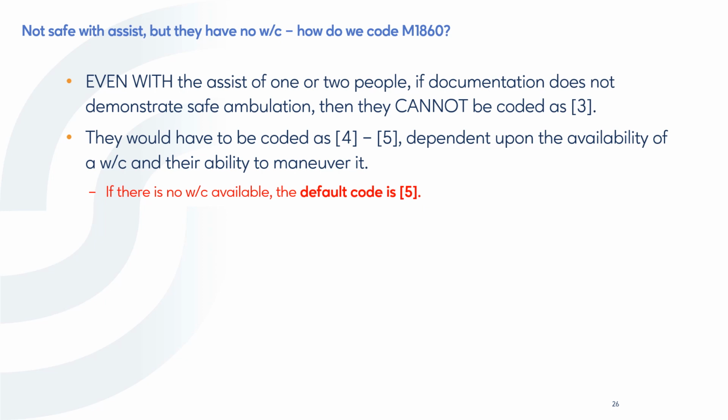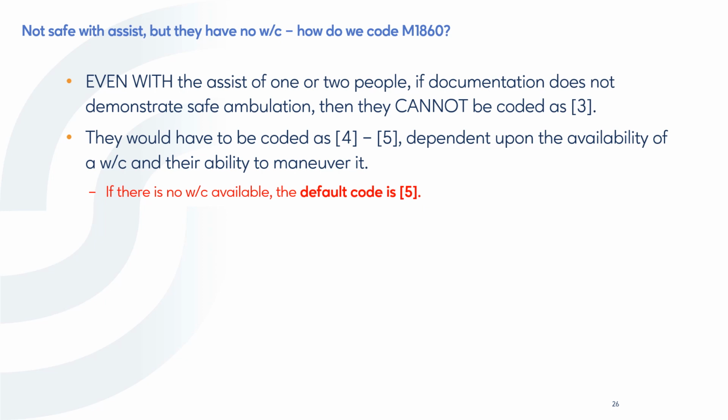So they would have to be coded as a 4 or a 5 for that M1860, dependent on the availability of a wheelchair and their ability to maneuver it. Okay, so if there is no wheelchair available, the default code is 5, right? Obviously, you can't mark them as 6. They're not bedfast. So the default code is 5 for those that do not have a wheelchair in the home. So again, nothing wrong with that.